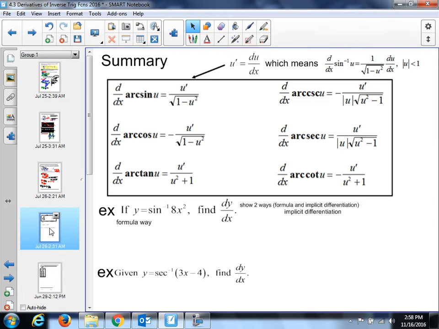Right now, don't worry about the fact that there's u's in here instead of x's. We'll see more. This is u prime, which really means du by dx. We'll see more about that later, okay? So this is your summary. All of those formulas are given here for the cosines, the inverse of tangent, etc., and the cosecants and stuff like that there.